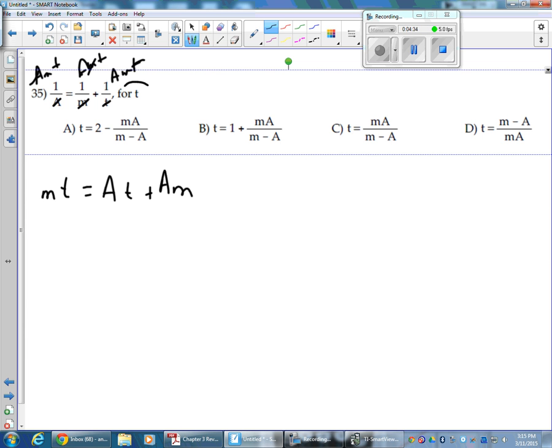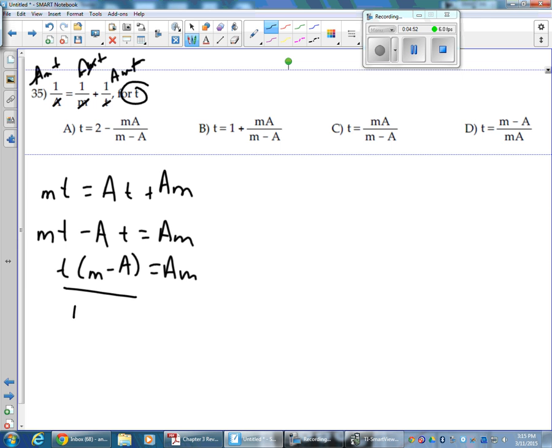And I'm trying to solve for t. So what I need to do is group all of my t's together, and then I'm going to factor it out, greatest common factor. We talk about that. If I take a t out of both terms, it leaves me with m minus a. So then if I'm trying to solve for t, I would just divide by m minus a. So my answer is t, this cancels. T is equal to AM over M minus A. AM over M minus A, which is C.